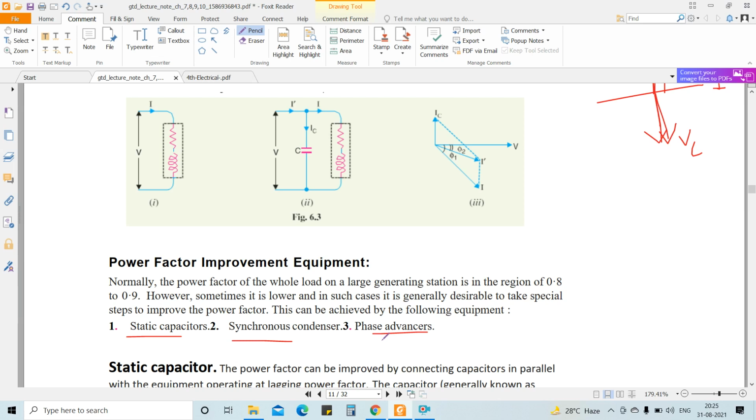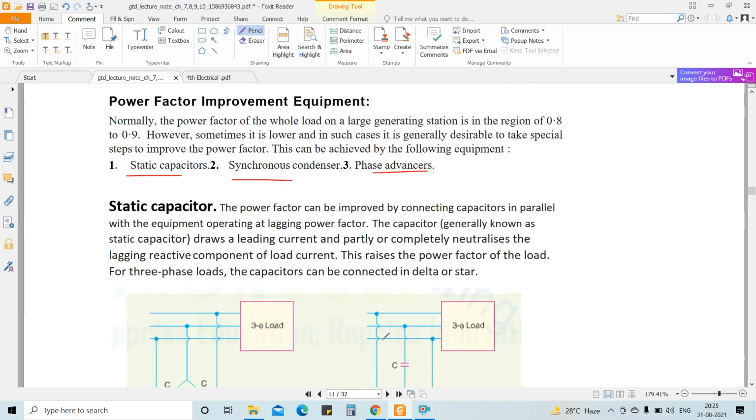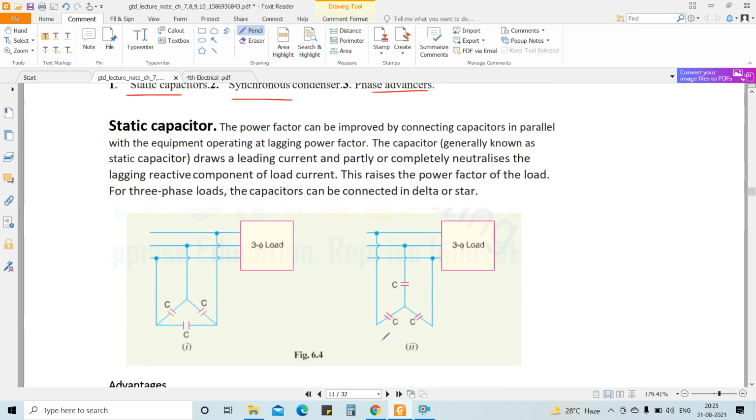Okay, so what is a static capacitor? Power factor can be improved by connecting a capacitor in parallel with the equipment operating at lagging power factor. The capacitor is known as a static capacitor, and it draws a leading current and partly or completely neutralizes the lagging reactive component of load current.